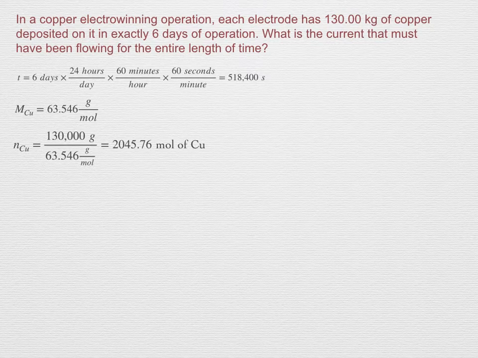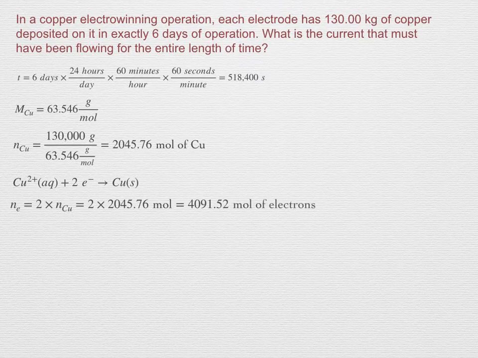So how do we find moles of electrons? Well, we look up the standard reduction potential tables for copper. We find this relationship. Now, because the valence of copper is +2, it takes 2 electrons to reduce 1 copper ion to a metallic copper atom. The number of electrons must be twice the number of copper atoms deposited. Therefore, the amount of electrons is 4,091.52 moles.